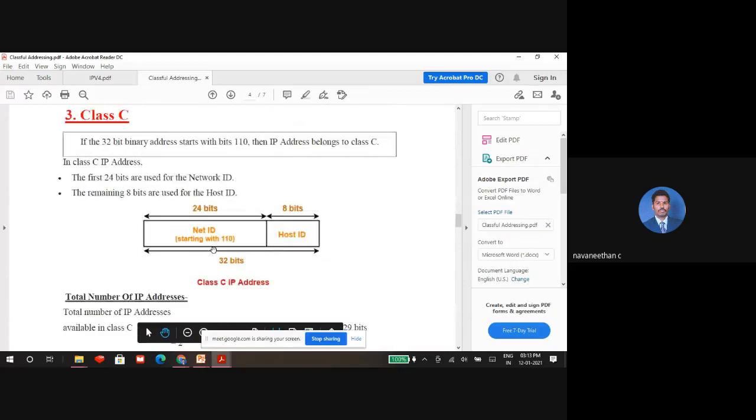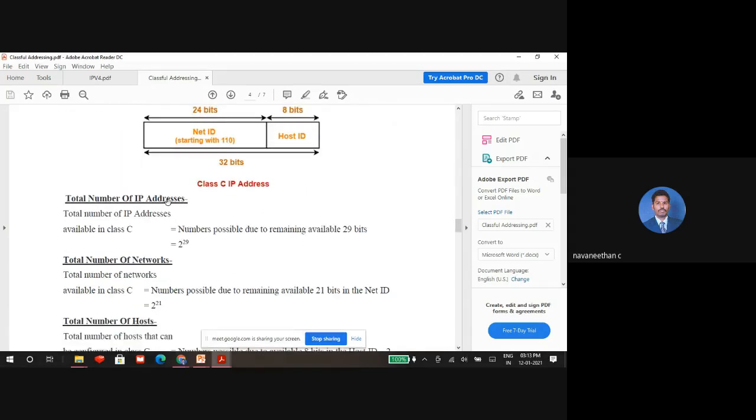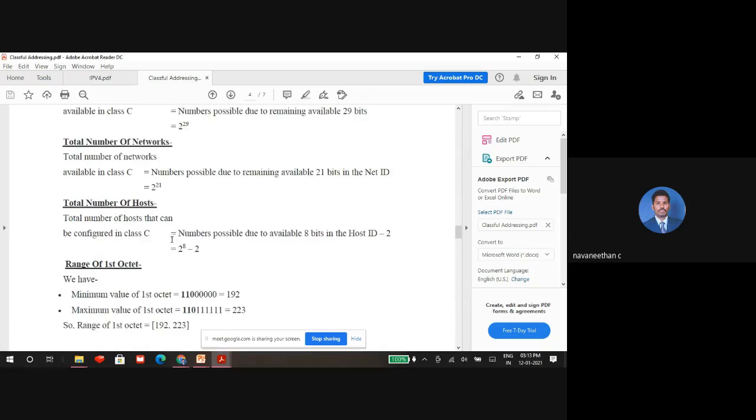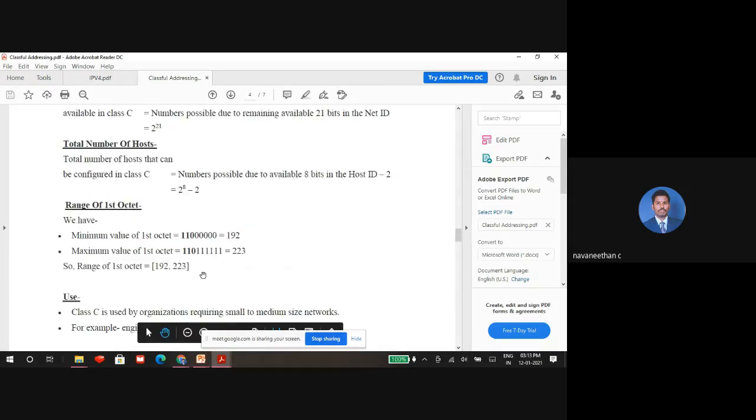Similarly, you can go for class C also. Okay, again the same thing. The first 3 bytes represent the net ID. For class C, the last byte represents the host ID. With this, we can calculate its IP addresses, total number of networks, total number of hosts, and the range of its first octet. Clear? So I think the value will be 192 to 223. Basically, you might have studied its value, but I'm just showing how we get all those values. Is it clear?